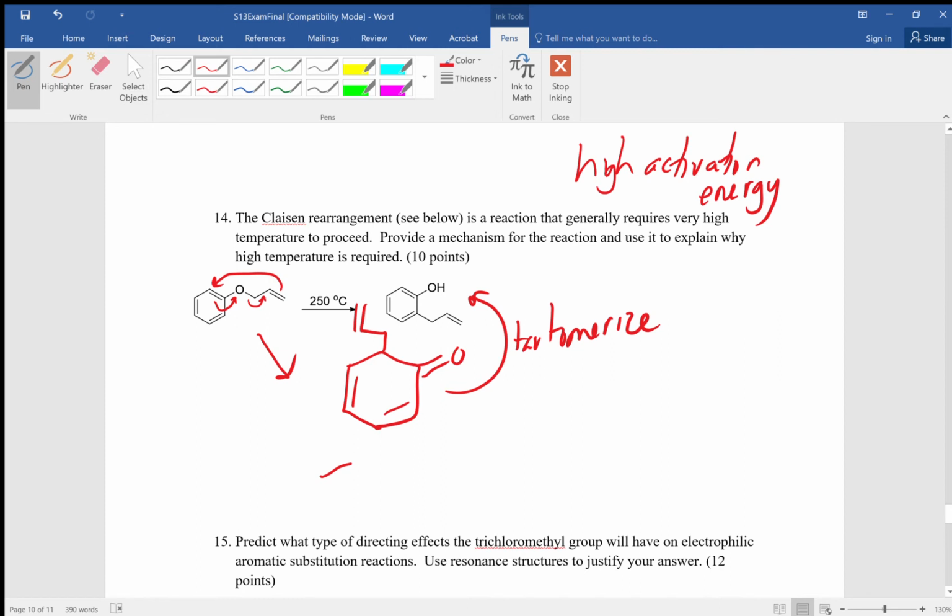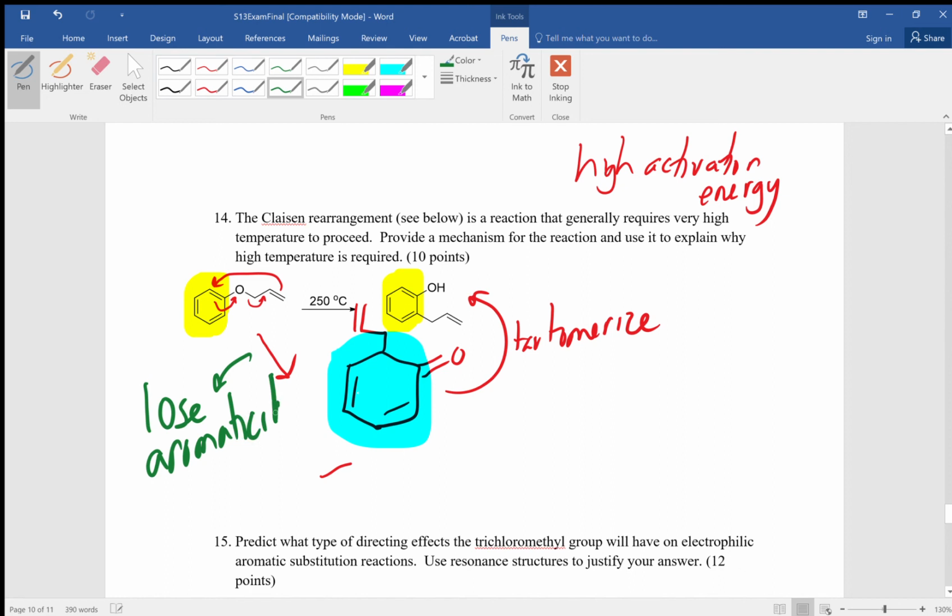But it's in this intermediate where we see the reason for the high energy that's needed. Our starting material contains an aromatic ring. Our product contains an aromatic ring. But in the intermediate, the ring is no longer aromatic. So during that first step, we lose aromaticity. And for a compound, being aromatic adds a lot of stability to most molecules.